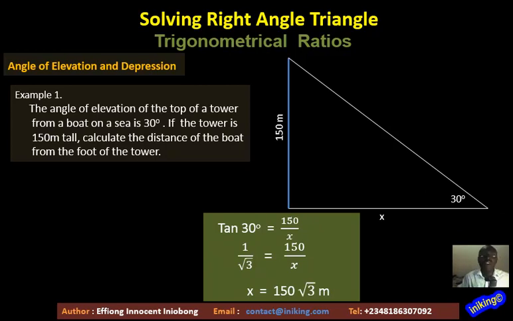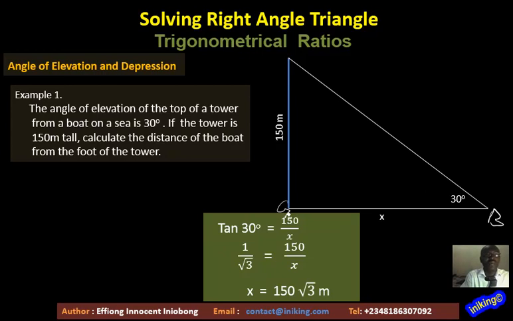Remember, we are still making use of our special angles. So instead of going to get the actual value for tan 30, I simply put it as 1 over root 3. Remember, tan 30 is 1 over root 3. And then rearranging this, cross multiply, we have x equals 150 times root 3. And that's the distance of the boat B, remember, our boat is there, from the ground, or sorry, the foot of the tower.